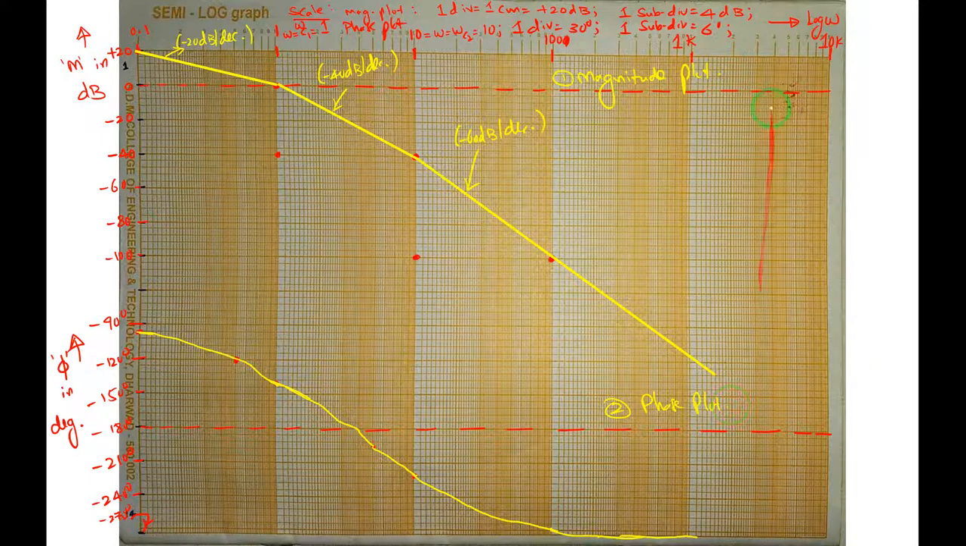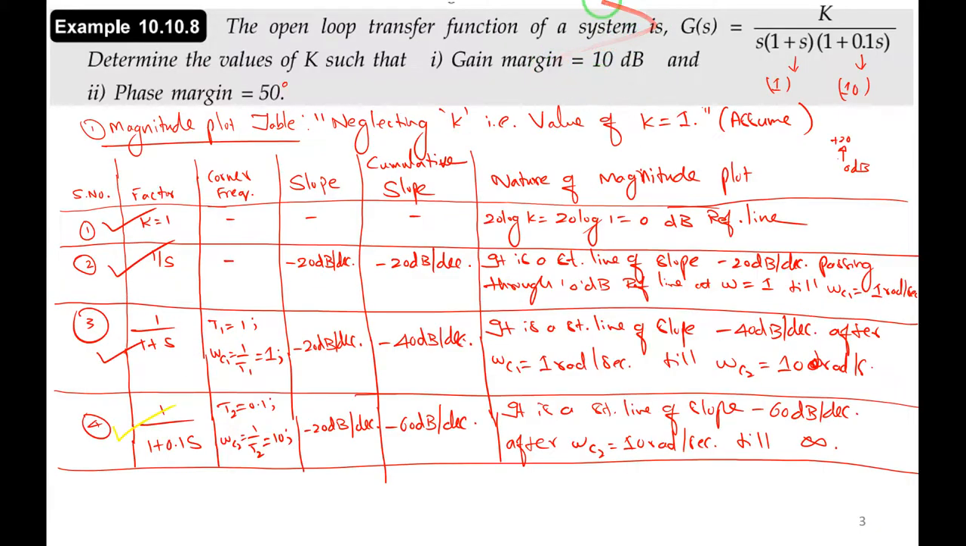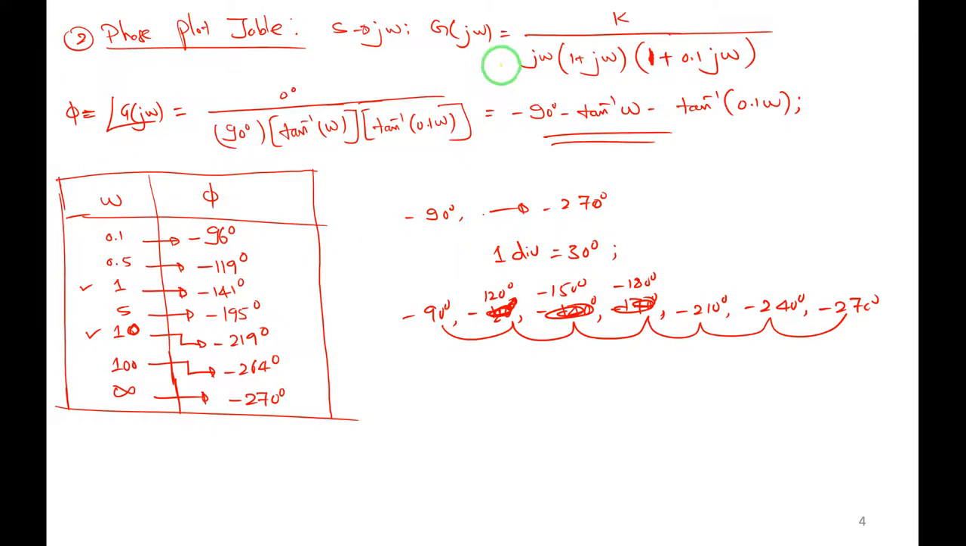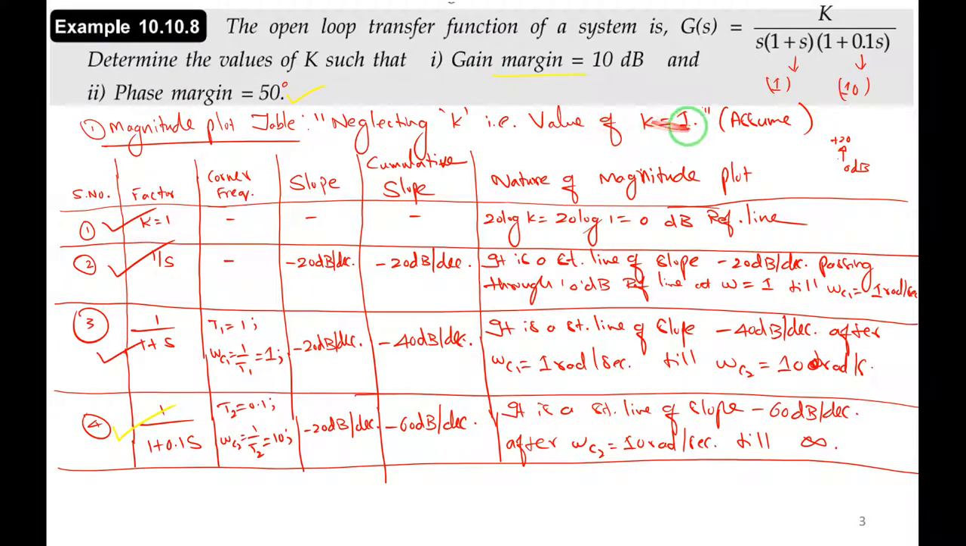Okay, what they have given. So the magnitude plot is ready, the phase plot is ready. What they are telling: calculate the value of k for gain margin equal to 10 dB and phase margin equal to 50 degrees. So we'll take this data, gain margin and phase margin, and try to calculate the value of k, right? One thing you should observe is that the value of k we have neglected in the magnitude plot. So the value of k affects only the magnitude plot but not the phase plot, right?